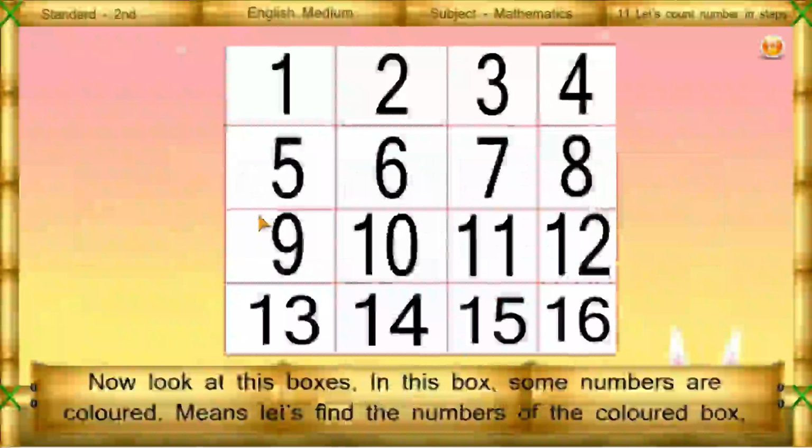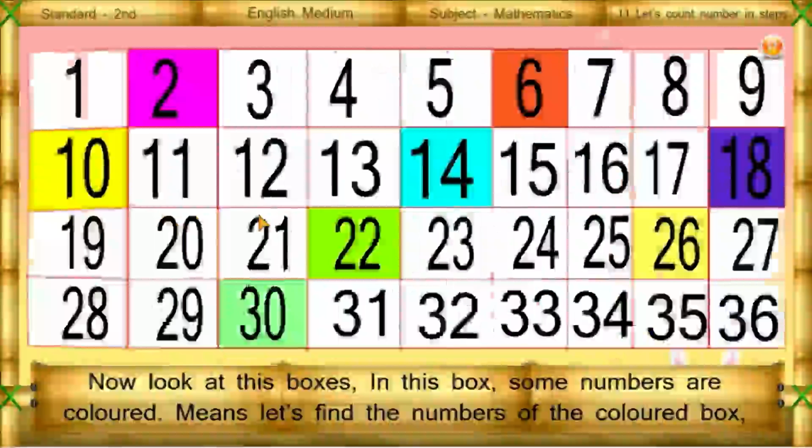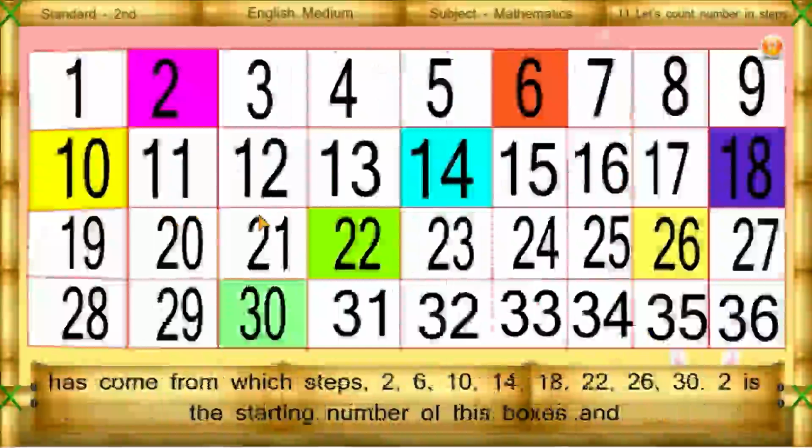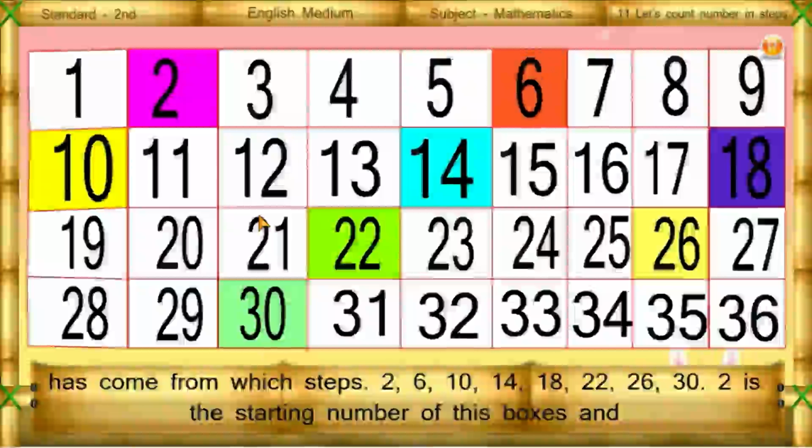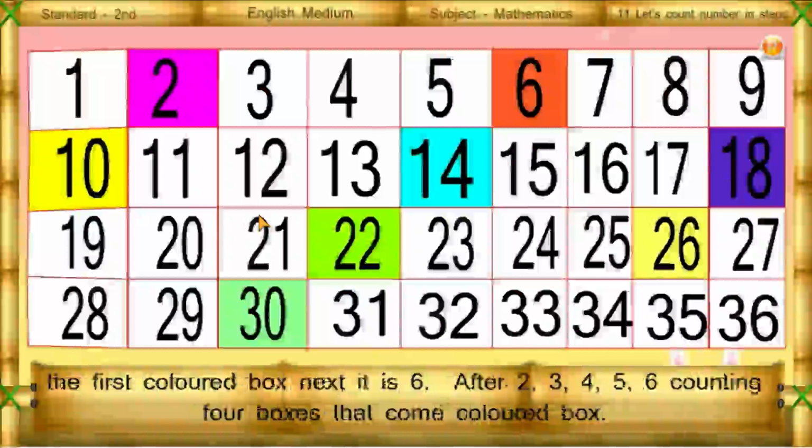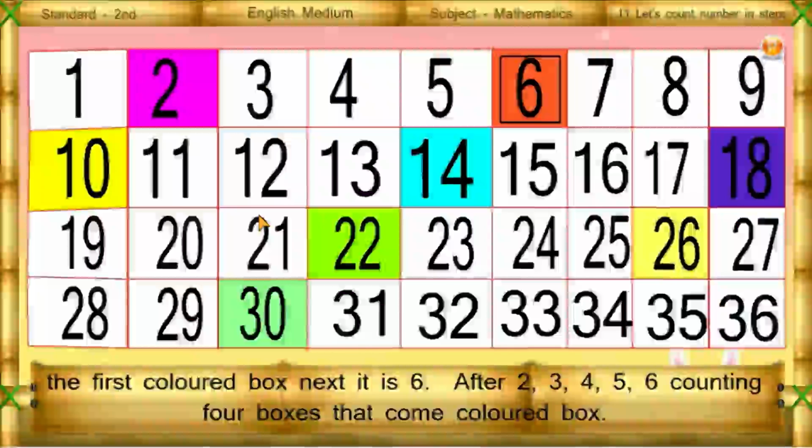Now look at these boxes. In these boxes, some numbers are colored. Let's find out the colored boxes come from which steps. 2, 6, 10, 14, 18, 22, 26, 30. 2 is the starting number of these boxes and the first colored box after it is 6. After 2, counting 3, 4, 5, 6, counting 4 boxes brings the colored box.